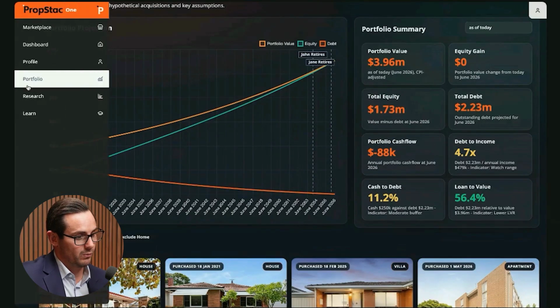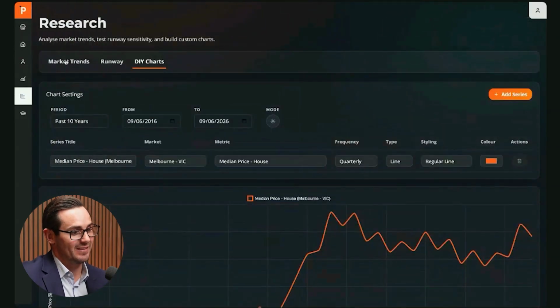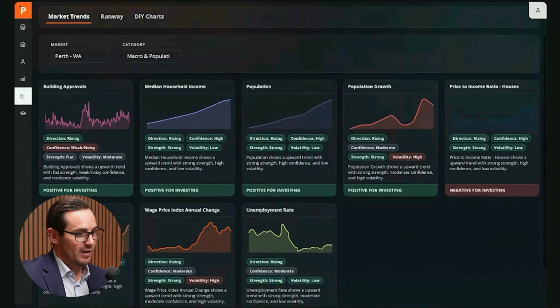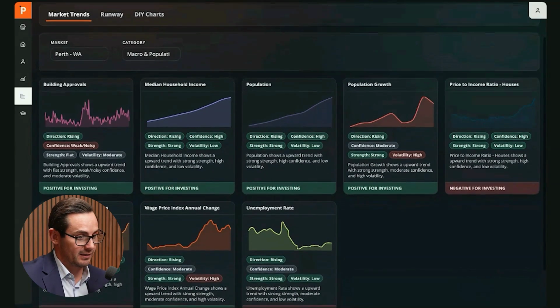Moving on to what I think is super important for those that want to understand the data as much as we do, Reece, is our research. So this is giving users the same research access we get to make decisions based on what markets we're investing in Australia. So here we are looking at a market such as Perth.